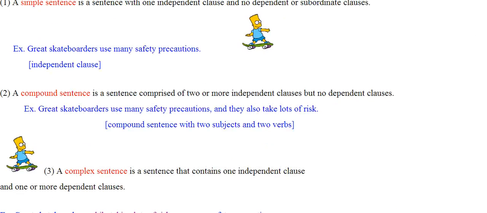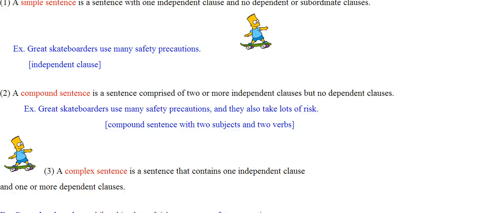A compound sentence is a sentence comprised of two or more independent clauses but no dependent clauses. So the example I have here is: great skateboarders use many safety precautions, and they also take lots of risks. So you see I have my original independent clause and I've added another independent clause by adding a comma and a conjunction, but there are no dependent clauses.